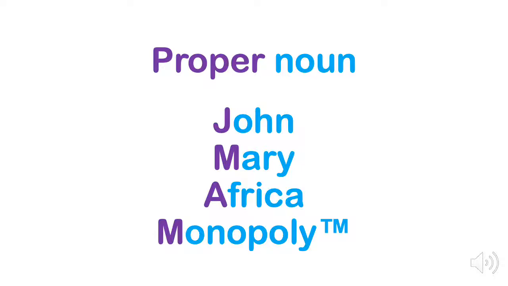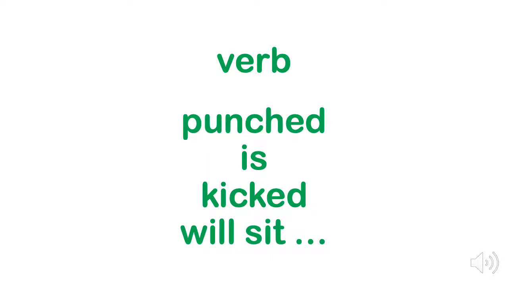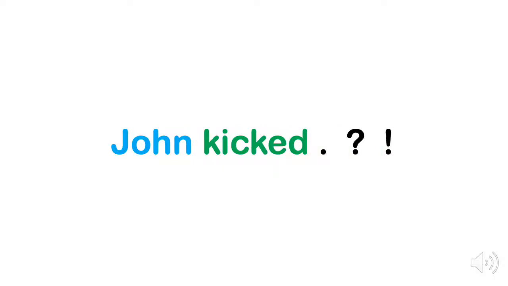Back to John. John needs to do something. Let's say he kicked. He could have done anything, even just existing and doing nothing at all. But whatever John is doing is a verb, an action, a happening. Now we have a sentence. We end a sentence with an ending punctuation, such as a period, question mark, or exclamation point.